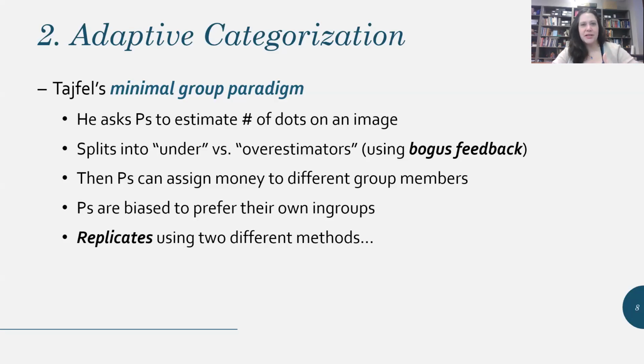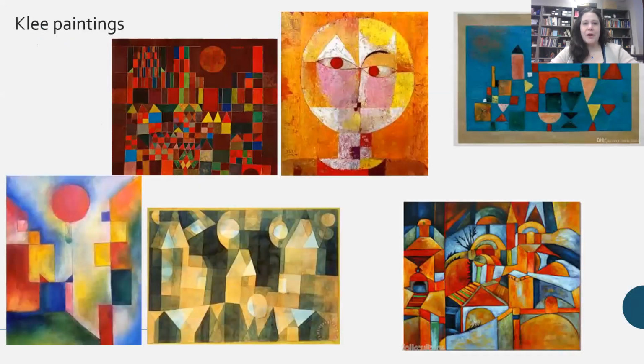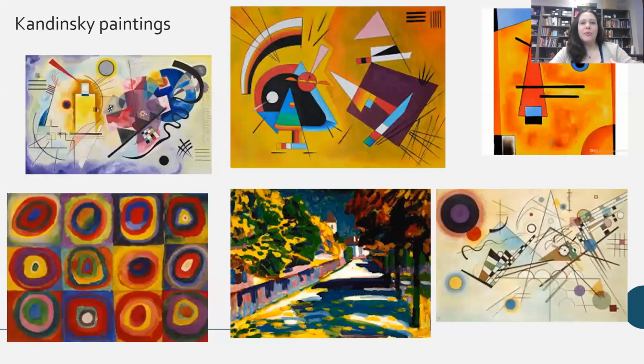So he does this whole study again, but instead of using over or underestimators, he now uses paintings. So he brings in a similar type of population. Again, it's middle school, high school boys, and he asks them, which artist do you prefer? Do you prefer Klee or Kandinsky? So here on the slide, you can see examples of some paintings by Klee. So take a look at those. Do you kind of like these paintings? Do they speak to you? And here we have paintings by another artist named Kandinsky. These are real artists and real paintings.